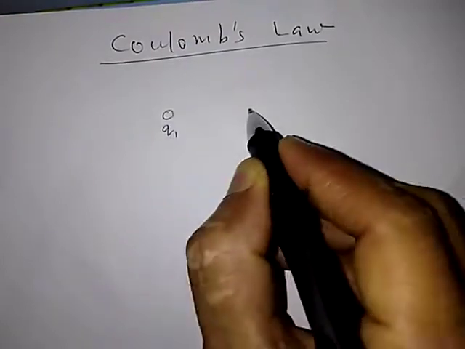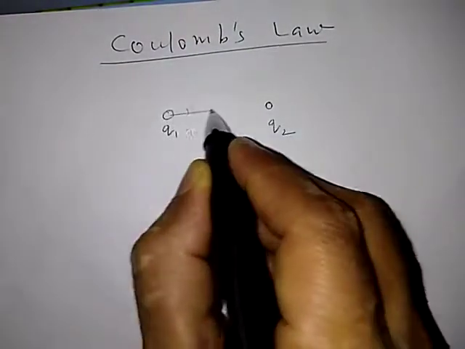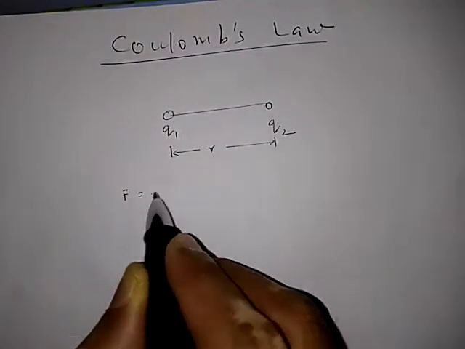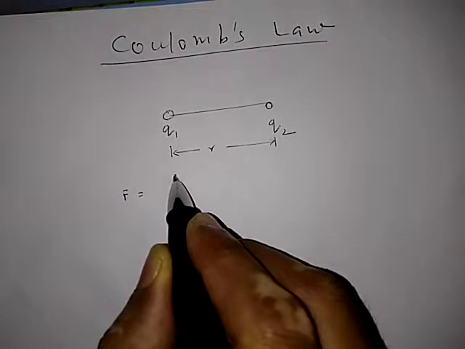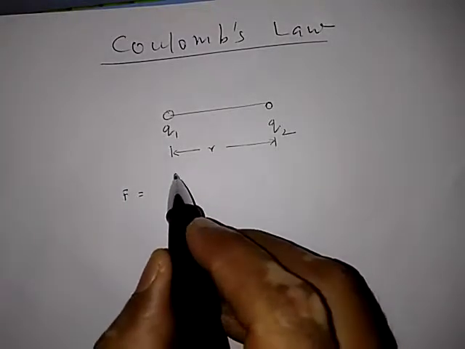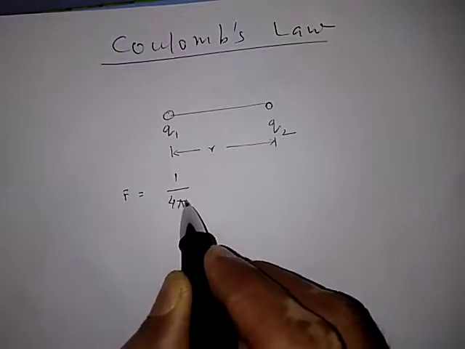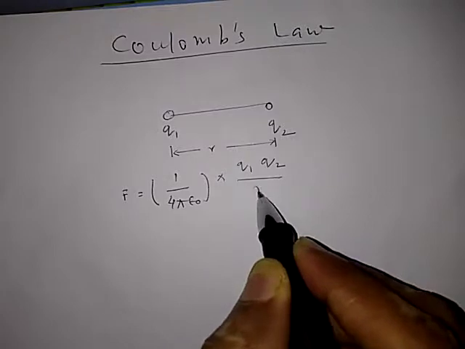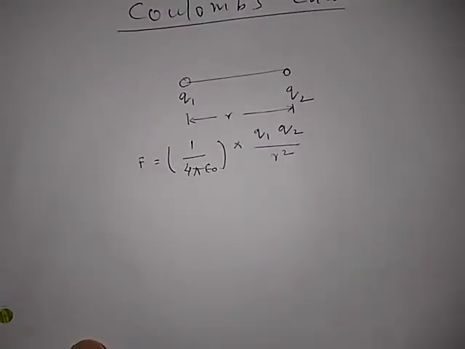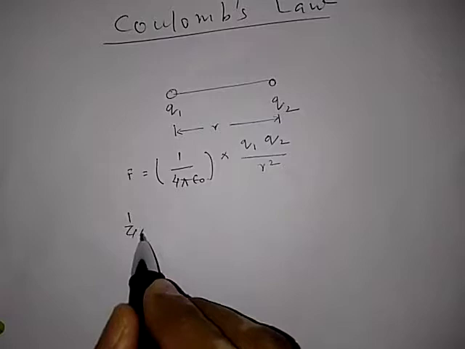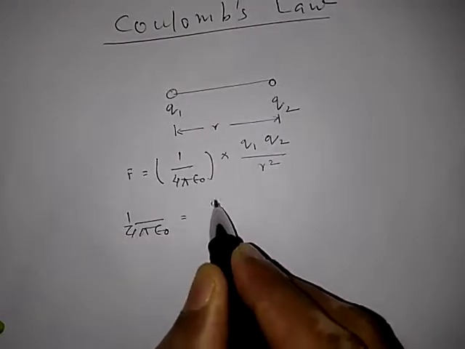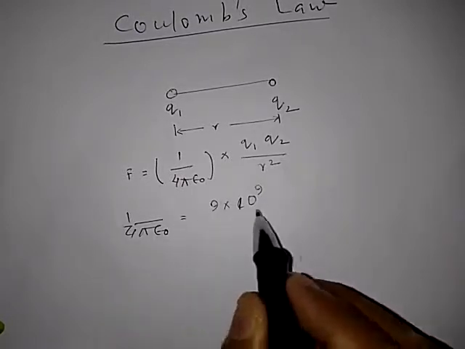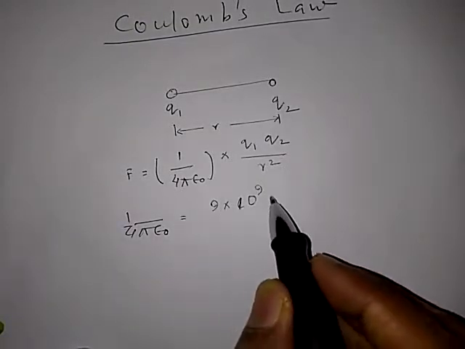Let's say you have two charges Q1 and Q2 that are separated by a distance r, and the force F between these two charges is given by a constant, written as 1 upon 4 pi epsilon 0, multiplied by Q1 Q2 divided by r square. The value of this whole constant 1 upon 4 pi epsilon 0 is 9 into 10 to the power of 9, and that figure is easy to remember.